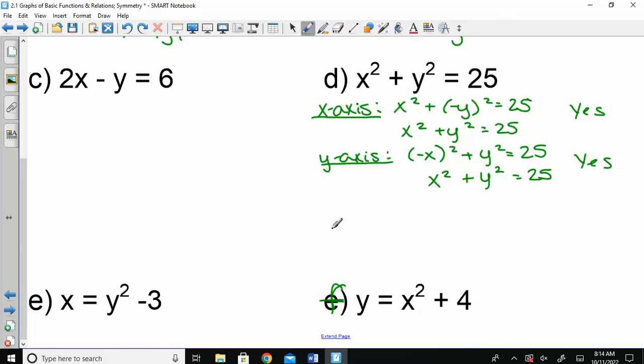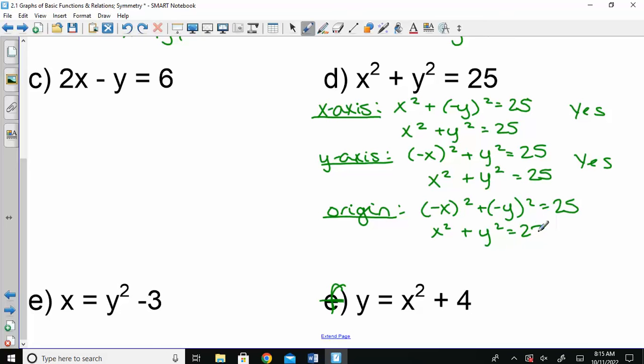If I did the origin, so we have a negative x squared plus a negative y squared. So negative x times negative x is positive x squared. Negative y times negative y is positive y squared. So again, that's what we started with.